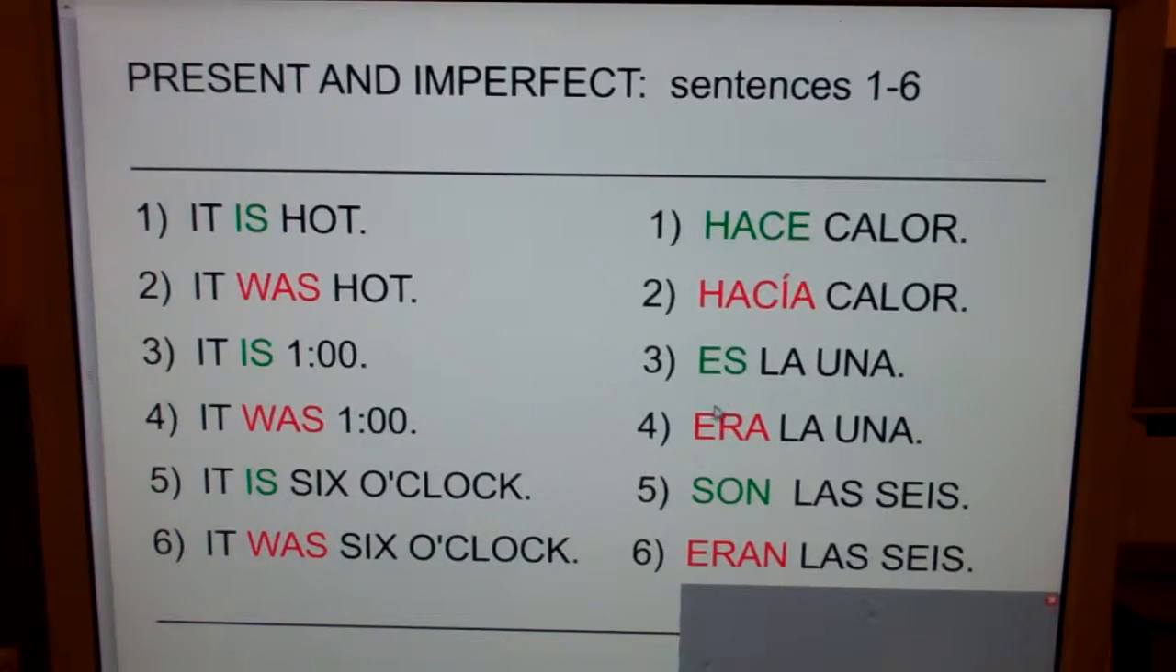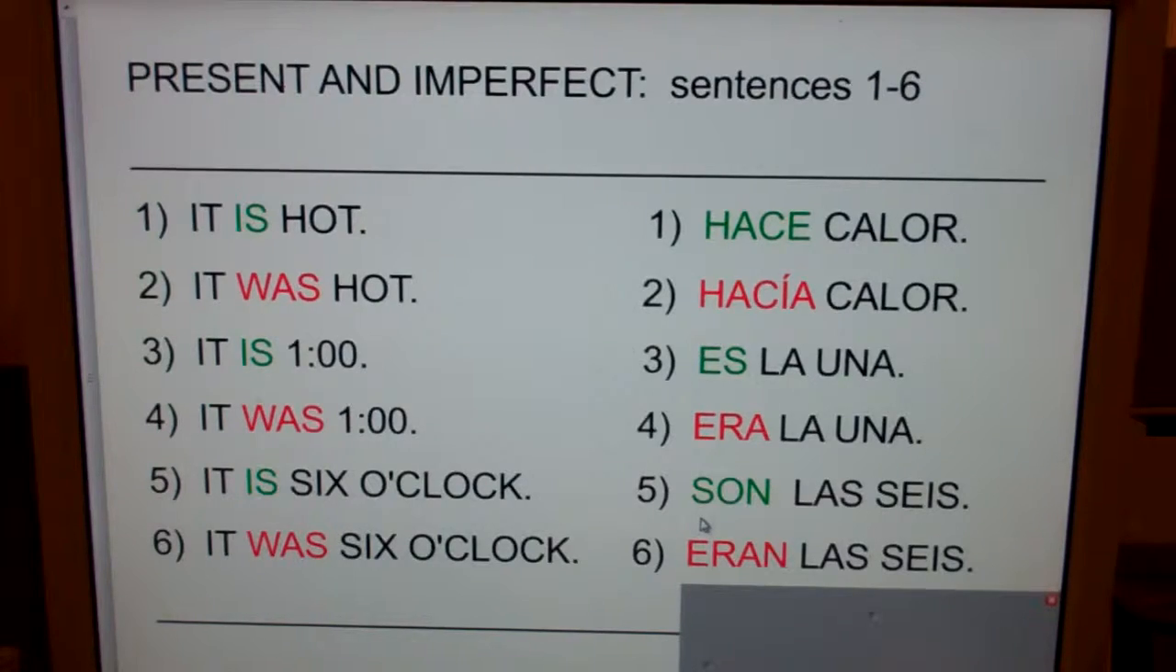Now, 1 o'clock is es la una. It was 1 o'clock turns into era la una. Remember that chant. Ser turns into era, and era comes from ser. Ser turns into era, era comes from ser. If you're having trouble with the idea of ser turning into era, I've got a clip. Just type in era, and there are a couple clips on that.